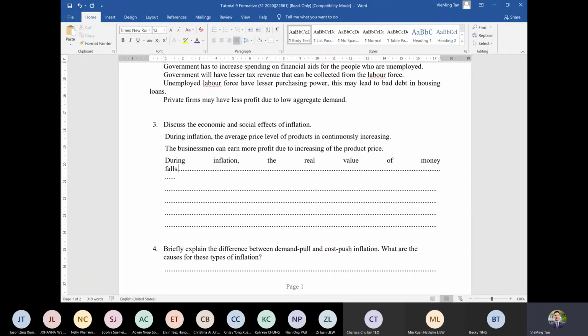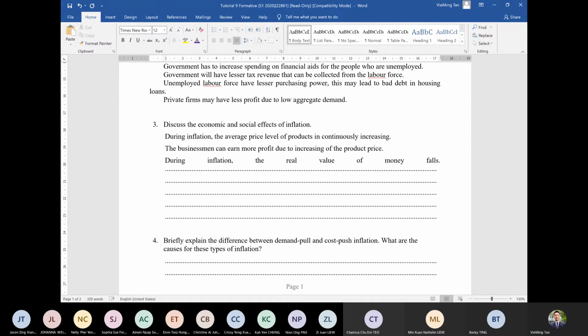So when the real value of money is reducing, what is the impact then? What is the consequence? Carissa, if the real value of money is reducing, who are going to suffer? Who are going to get benefit? You can give one example. Debtors are going to get advantages. Who? The debtors, yeah, and creditors get disadvantages.